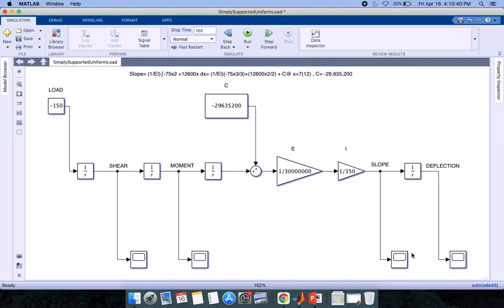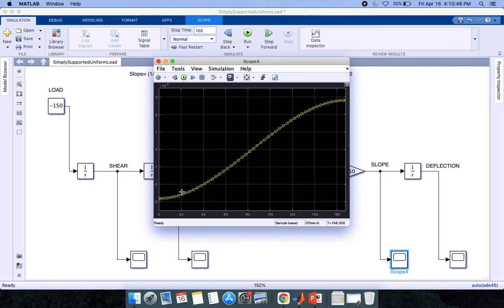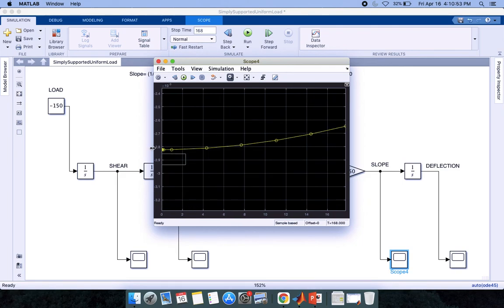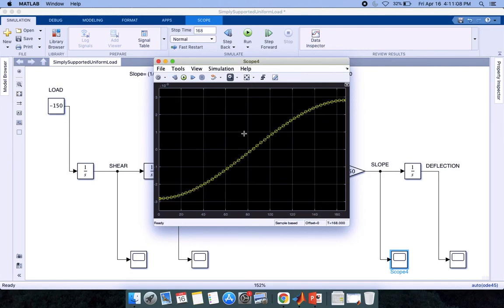And now we have our deformation slope diagram, which looks like this. And magnitude at each end would be about negative 0.0028 on the left, 0.0028 on the right.